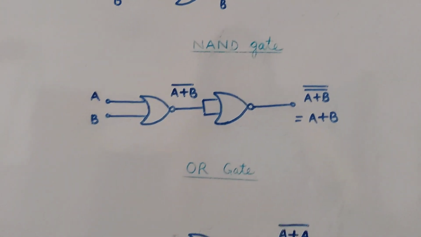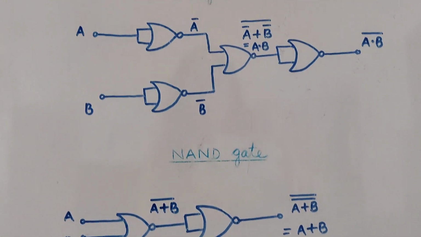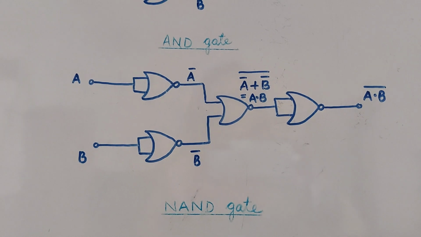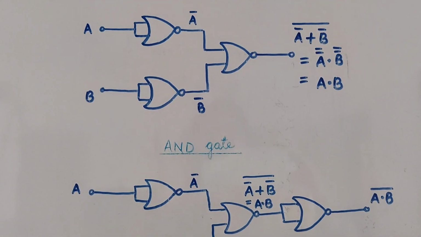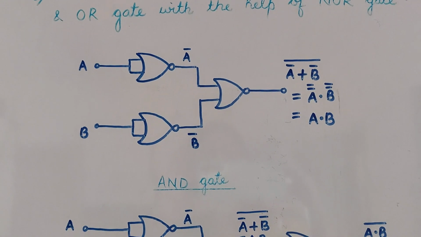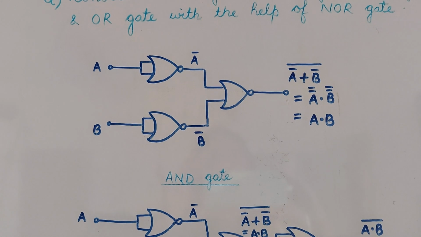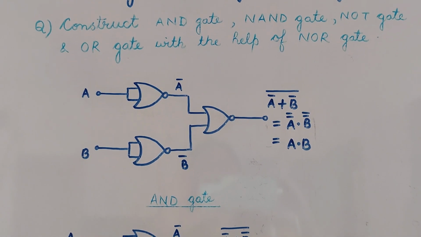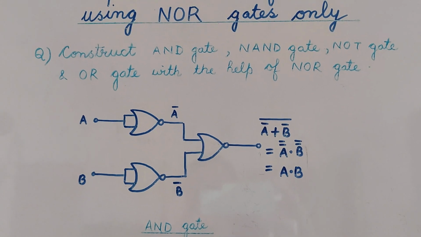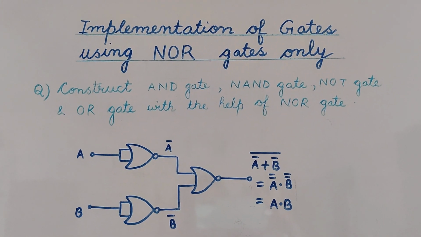Similarly, in order to construct an OR gate, we need two NOR gates, and a NAND gate requires a minimum of 4 NOR gates. Similarly, an AND gate requires a minimum of 3 NOR gates. This is how we can implement any logic gate by using only NOR gates. So this is all about how we can implement the logic gates by using NOR gates.